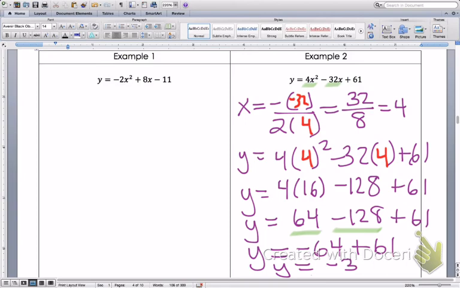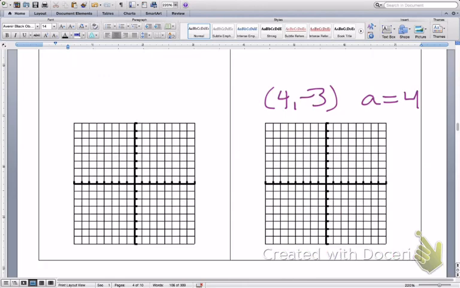So my vertex here is 4, negative 3. So 4, negative 3, and my a value is 4. So that's what I need to graph my parabola. So let's go ahead and graph it at 4, negative 3, and a value being 4.